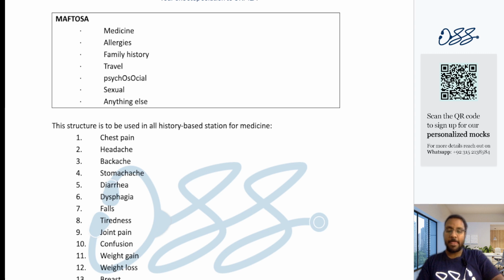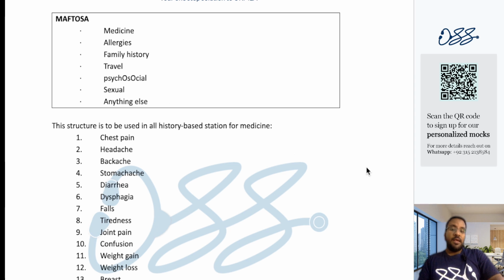Then the A stands for anything else. Anything else can be literally anything that you may have missed, or maybe the patient has said something that you further want to explore. So it can be anything you have missed, anything that came up in the conversation with the patient that you further want to explore. Just ask that to finally complete your data gathering.